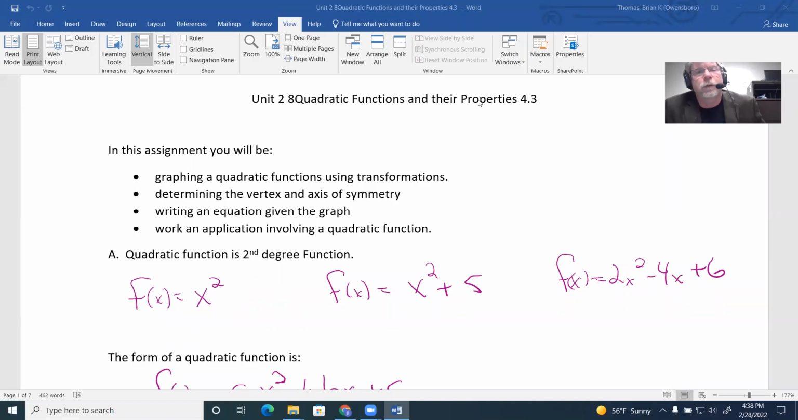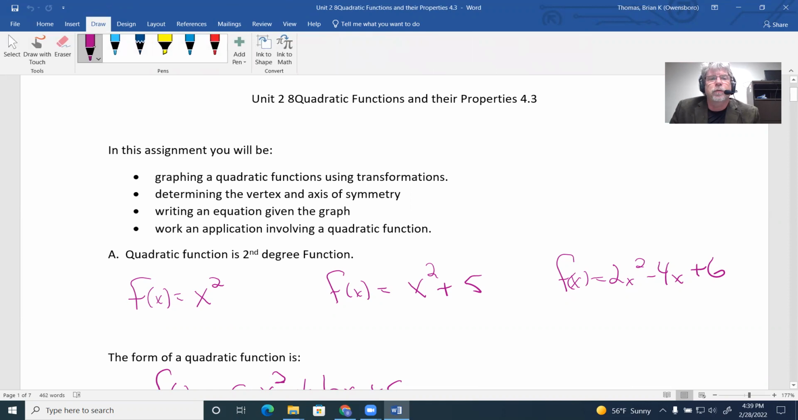So this lesson is going to be lesson 8. This is going to involve quadratic functions and their properties. This is going to come from 4.3. Remember, quadratic also stands for these square functions. So remember, quadratic also referring to the square function. So we're talking about those U-shaped graphs or those parabolas.